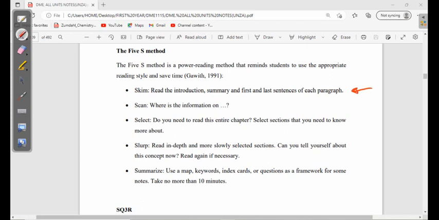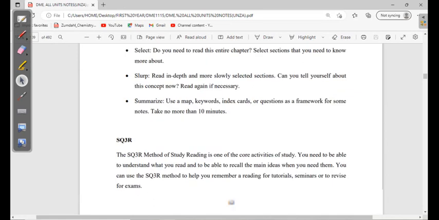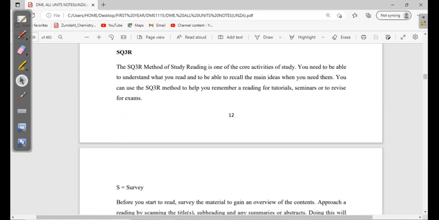So now I remain with SQ3R. The SQ3R method of study reading is one of the core activities of study. So these are part of the study activities. You need to be able to understand what you read and to be able to recall the many ideas when you need them. So you can use the SQ3R method to help you remember a reading for tutorials, seminars, or to revise for exams.